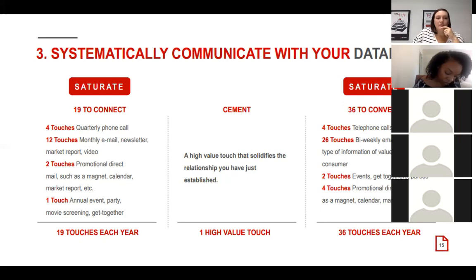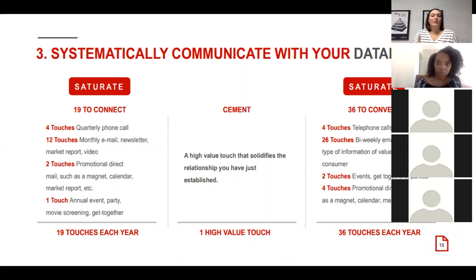So again, the quarterly phone calls, the monthly email, maybe you have a newsletter, maybe you like to send out market reports. The 2 touches through the direct mail, maybe like a magnet, a calendar, a CMA on their property, and then the 1 annual event, that gets you the 19 to connect. You're going to have the cement, which is a really high value, and it's going to solidify the relationship you just established. And then the 36 to convert.